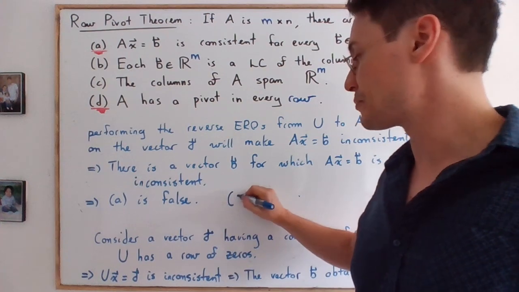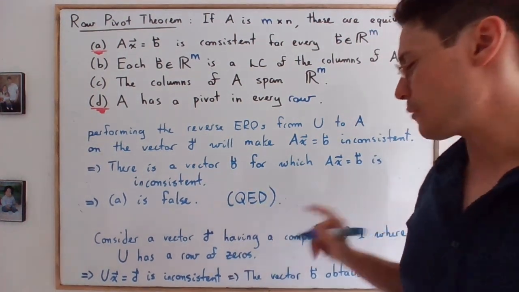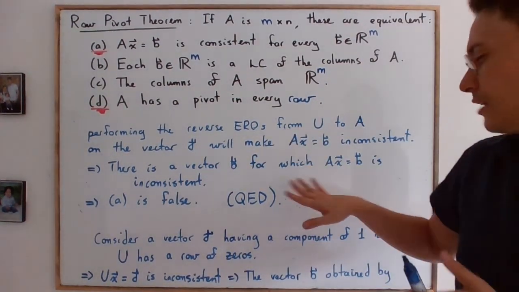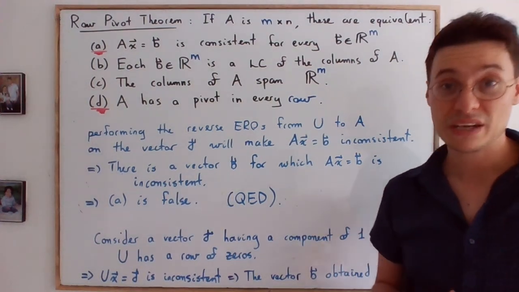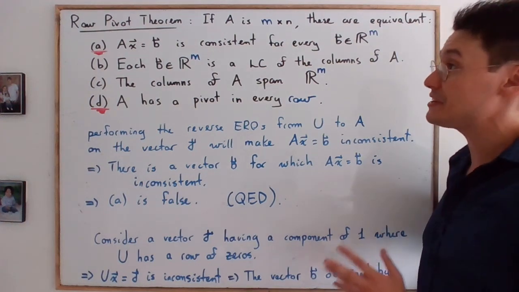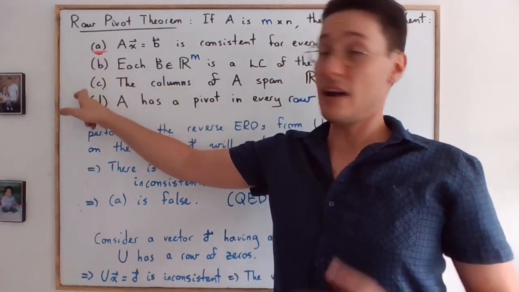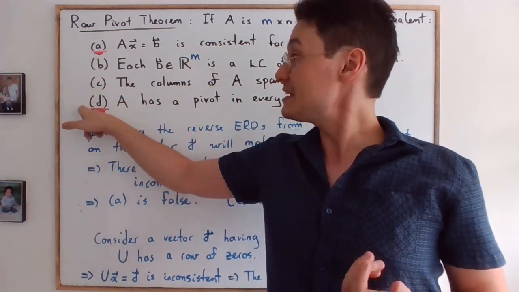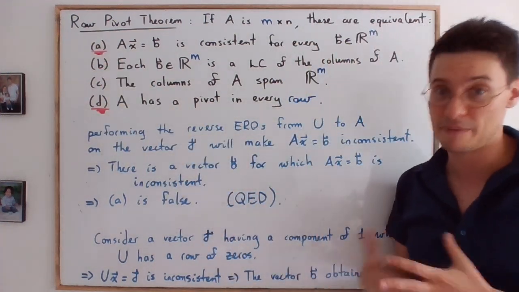And this is the end of the proof. Just so that you don't get confused, I'll just say this is the end, okay? So this is it. This is the proof of the row pivot theorem. I just remind you, these are easily seen to be equivalent, and we have to prove that if D is true, A is true, and if D is false, A is false. And that's what we have done from beginning to end.